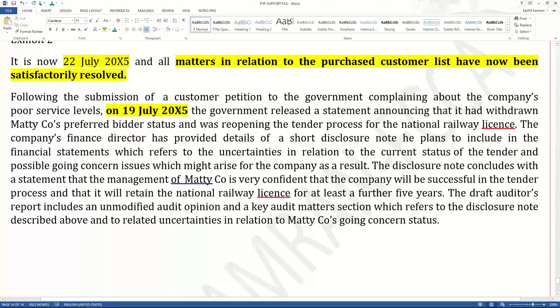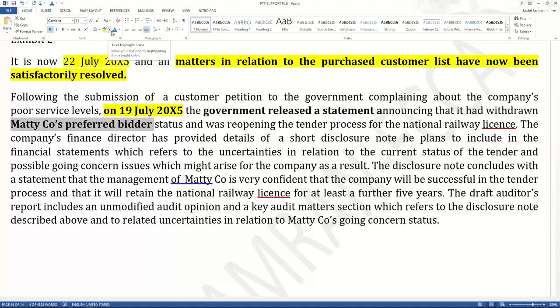Before the audit report, on the 19th of July, the government released a statement announcing that they are reopening the bidding process and the company is no more a preferred bidder. So is that escalating the going concern problem? Is that escalating the material uncertainty? No, the company will still not liquidate, Hamza, but the material uncertainties will become more evident. Not 100% of the revenue is coming from the train business. So we're not saying the company is closing down, but the material uncertainties are escalating.